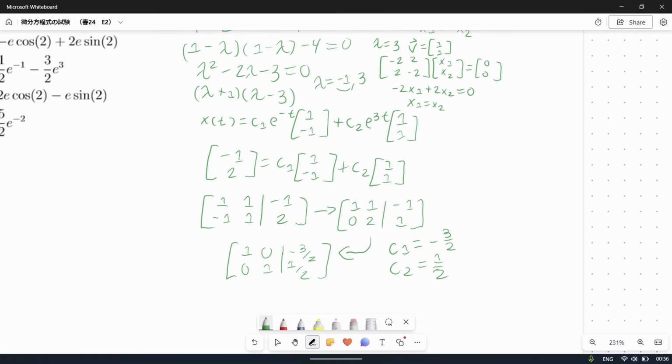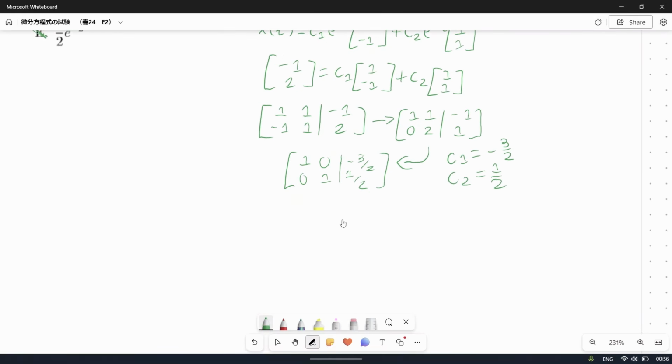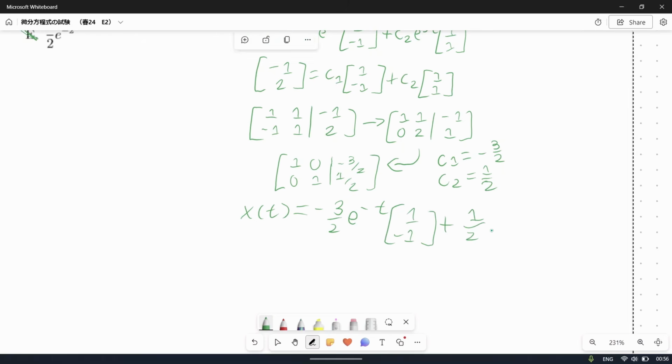So the particular solution to this initial value problem is going to end up being x of t. Actually, let me write this down here. So we can say that x of t is equal to negative 3 halves times e to the negative t times 1 and negative 1, plus 1 half times e to the 3t times 1 and 1.